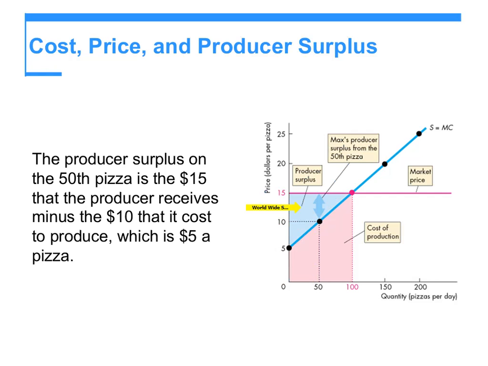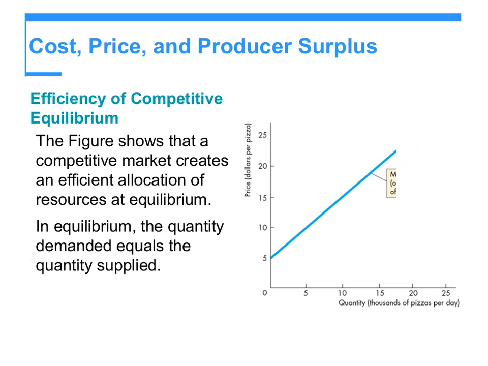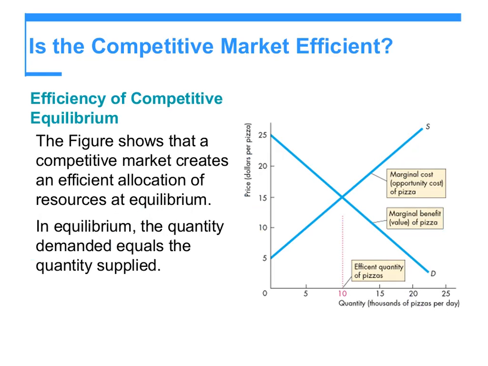surplus. So the producer surplus on the 50th pizza is the $15 that the producer received minus the $10 that it costs to produce, which is $5 a pizza. As you can see, the difference between 15 and 10 is the producer surplus, which is $5 a pizza, and it happens at the 50th pizza.